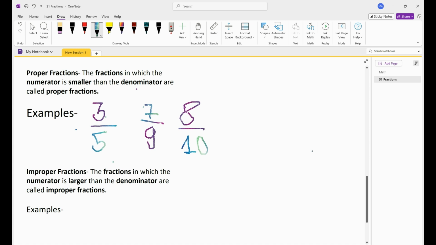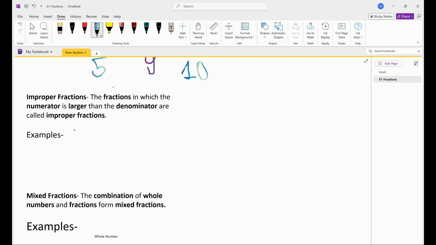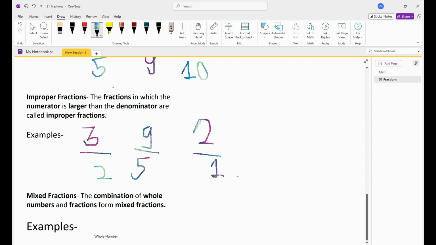Now, we will move ahead to improper fractions. Improper fractions are the fractions in which numerator is larger than the denominator, and examples of improper fractions are 3 upon 2, 9 upon 5, 2 upon 1. Now you can see all these fractions, their numerators are bigger than their denominators, so these fractions will be called as improper fractions.